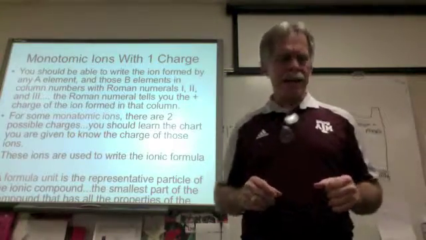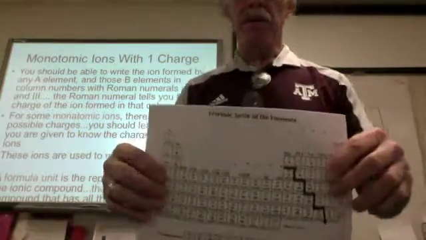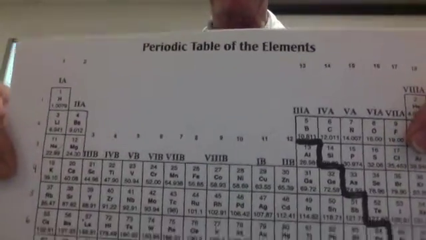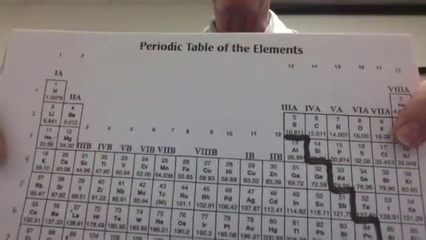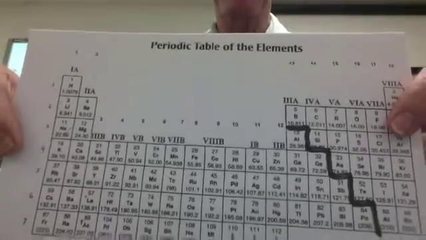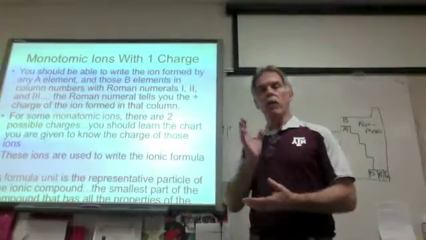So when you look at the periodic table, you can see you have 1A, 2A, 3A, and then you also have 1B, 2B, and 3B. So that's just about 20 elements right there. Now, what does that mean?